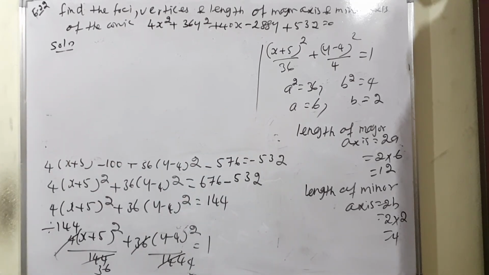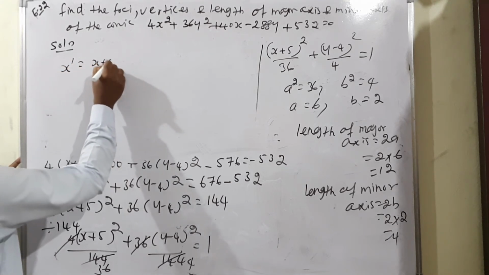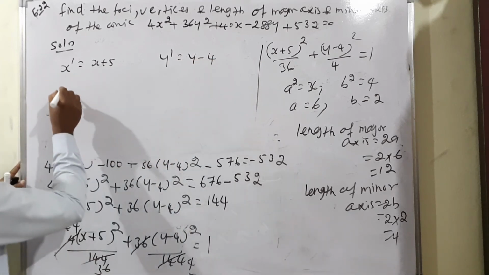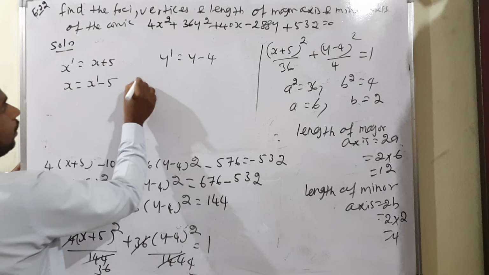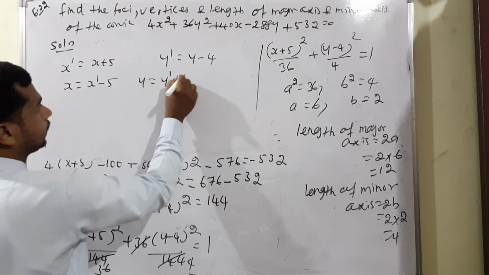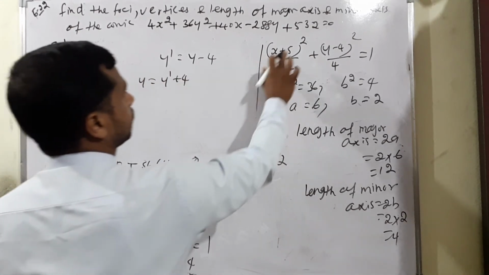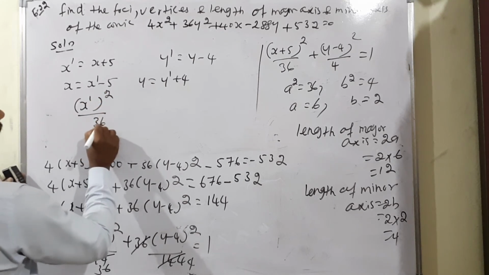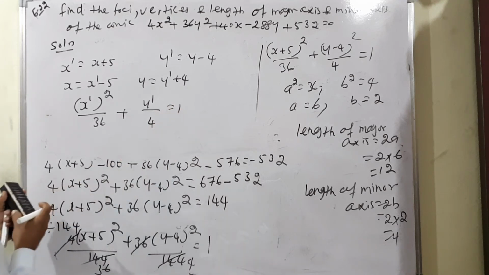So, for the foci, let x dash be equal to x plus 5, as well as y dash is equal to y minus 4. Therefore, x is equal to x dash minus 5, and y is equal to y dash plus 4. Now, instead of x plus 5, we can write x dash the whole square divided by 36 plus y dash square divided by 4 is equal to 1.